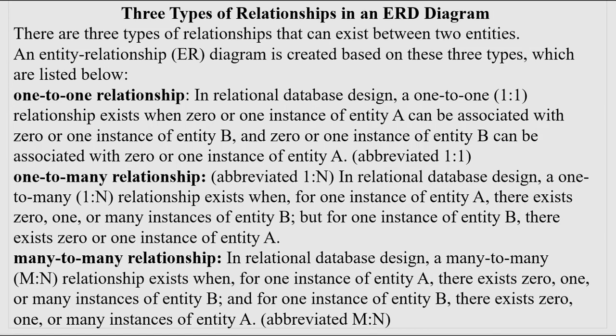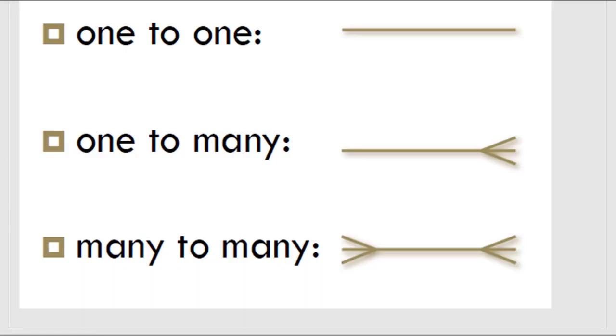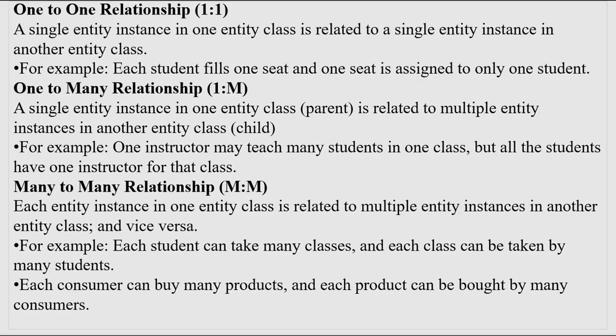In relational database design, a many-to-many relationship exists when for one instance of entity A there exist 0, 1 or many instances of entity B, and for one instance of entity B there exist 0, 1 or many instances of entity A. There you can see one-to-one, next one-to-many, next many-to-many.